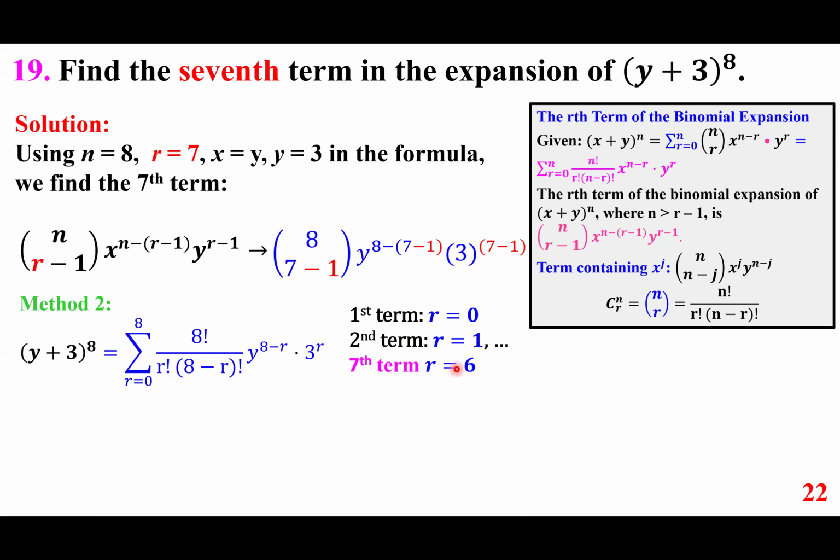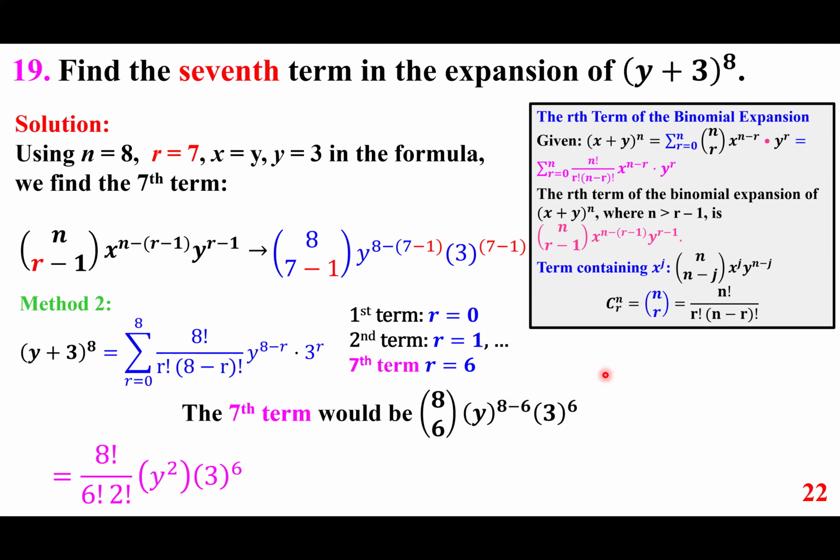So right now, we are going to replace the r with 6. When r is 6, that means the combination of 8 choose 6, y to the power of 8 minus 6, 3 to the power of 6. That would be the seventh term. So this is 8 factorial over 6 factorial times 2 factorial, this is y squared, and this is 3 to the power of 6, which is 729.